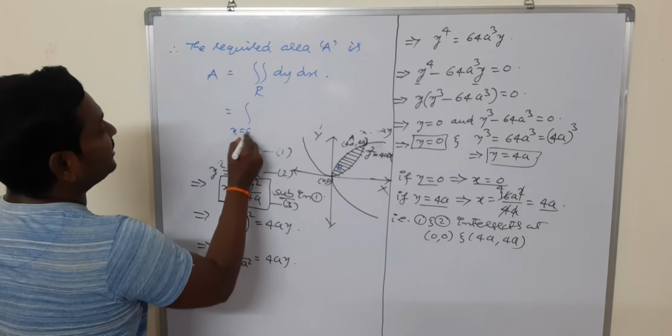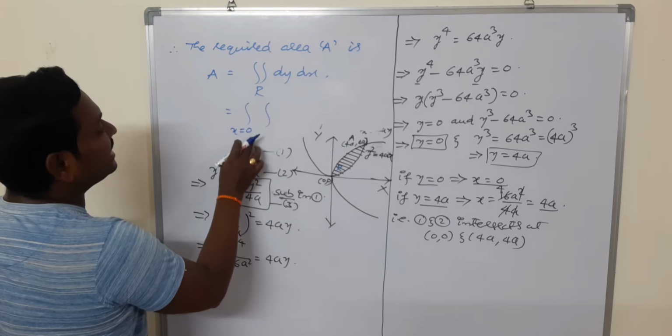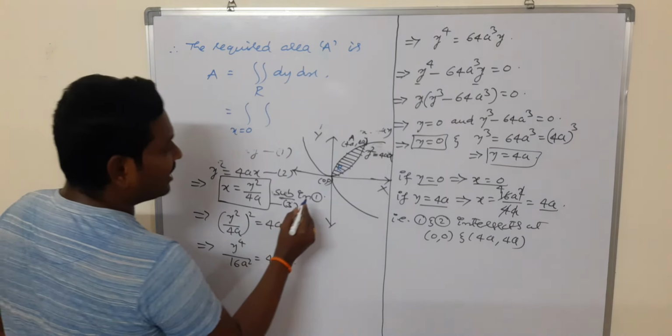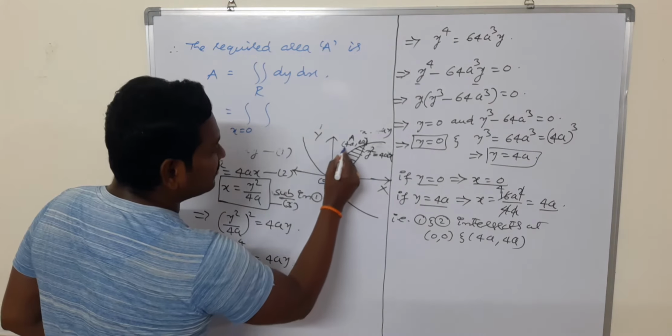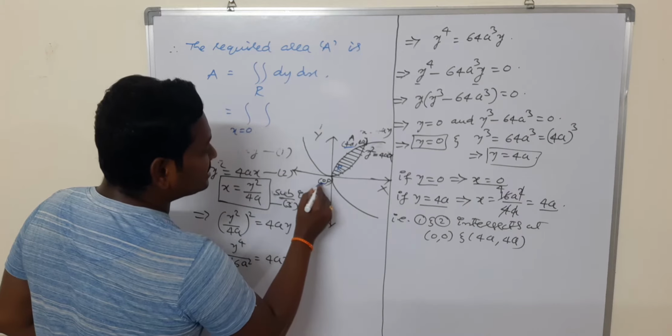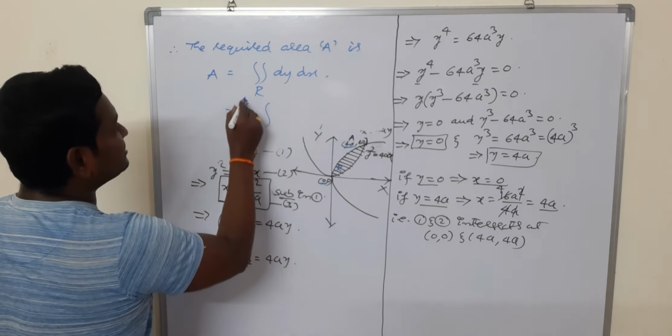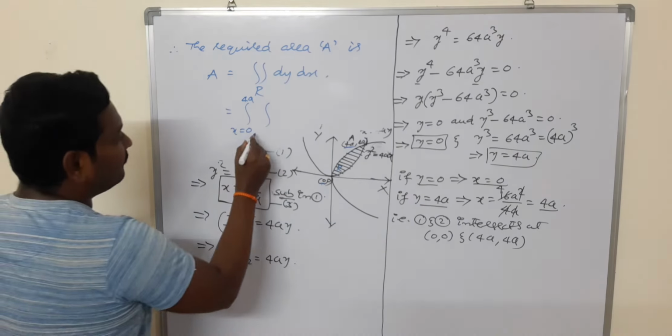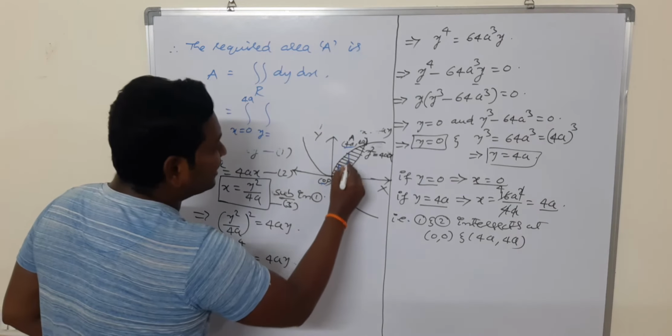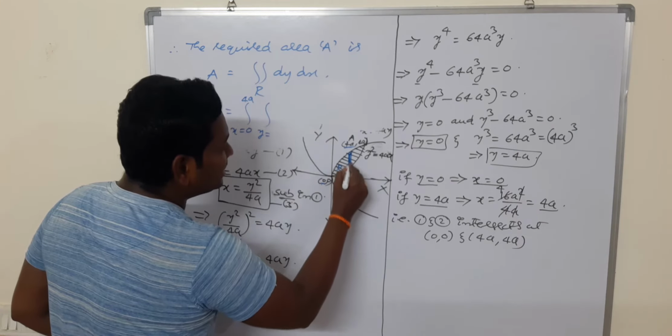Always we should find out limits of x in terms of constant. For x limits, observe the coordinates of the intersecting points. X coordinates are 0 to 4a. That's why x varies from 0 to 4a. For y limits, you should take a vertical strip in the region. It is mandatory.